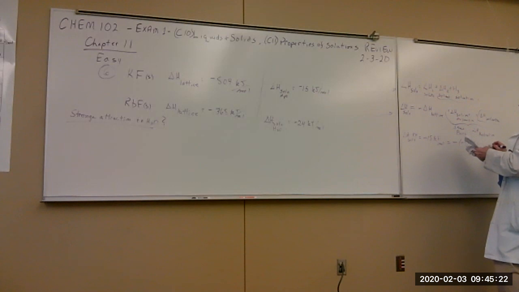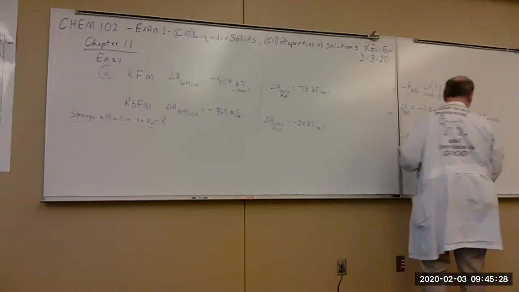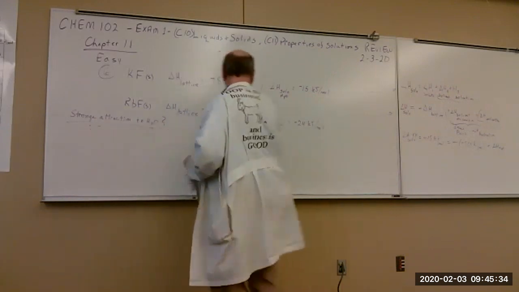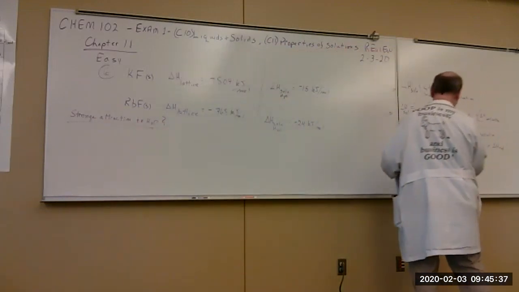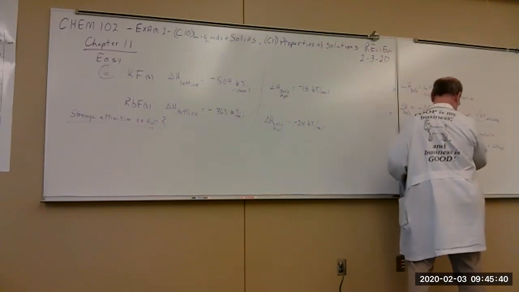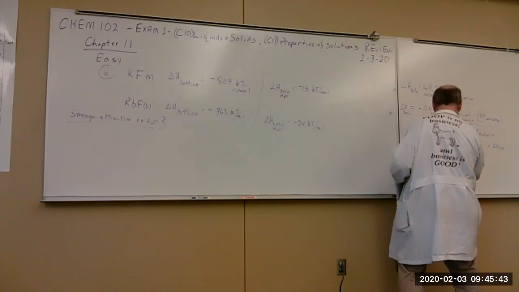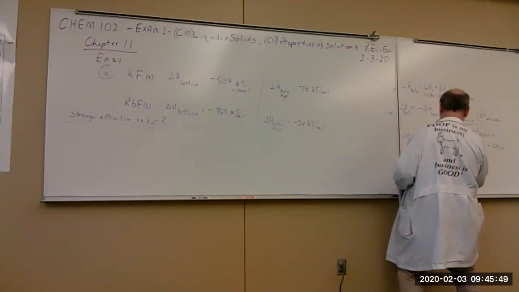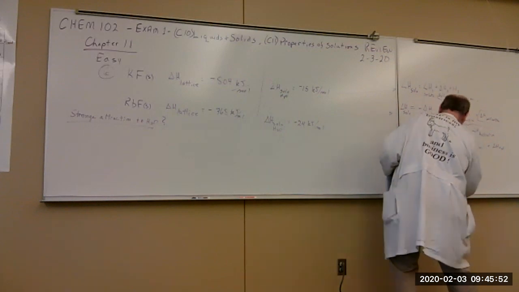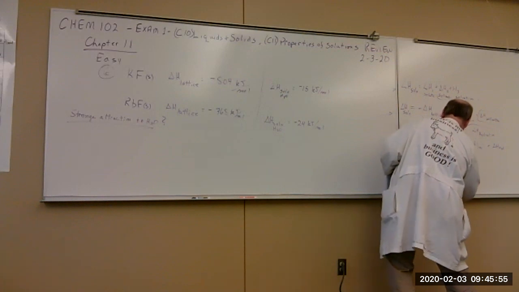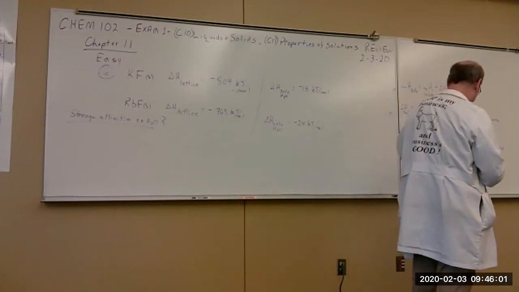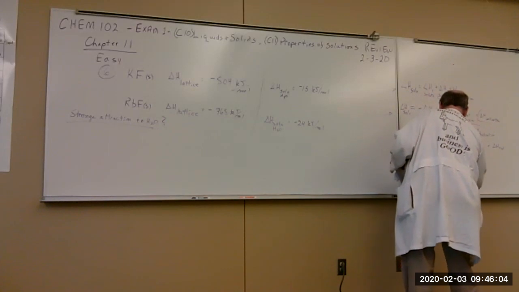So if we say plus delta H of hydration, then we have an expression, and this will answer that question: what's the attraction to water? If we solve for this one, this is positive, but it becomes a negative over here, and we have a negative 804, and then a 15. So this is 819. Okay. So this one is for KF.